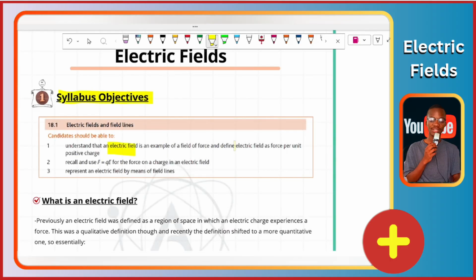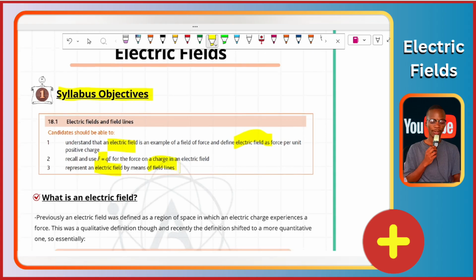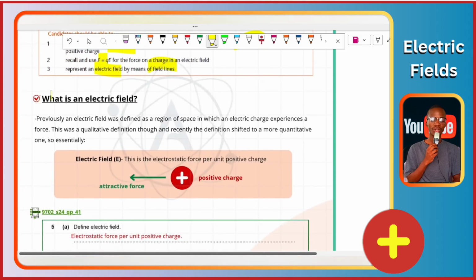We need to understand how to define an electric field, how to use the equation F equals QE, as well as how to represent an electric field by means of field lines. Okay, so those are the three objectives that we're supposed to cover. And in this video, we're supposed to understand how to define all three. Okay, so to start off, we need to understand what is an electric field, right?